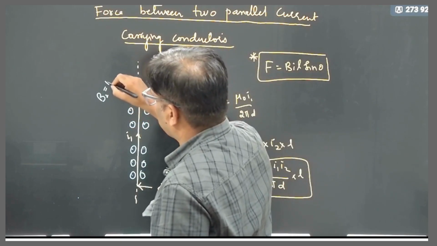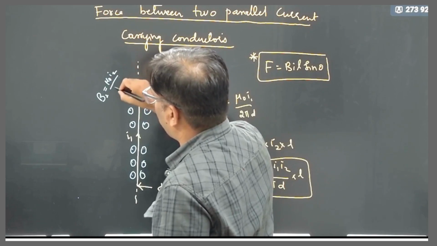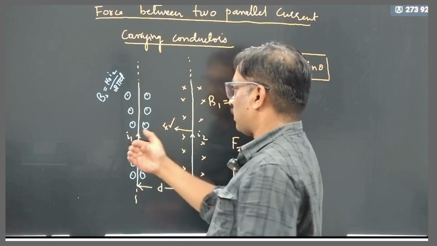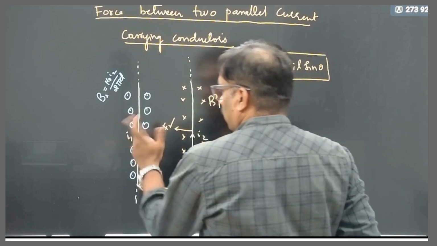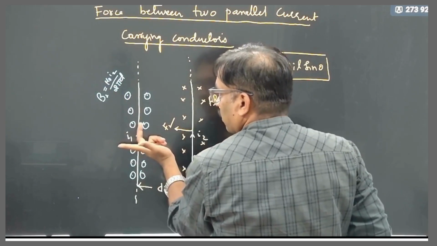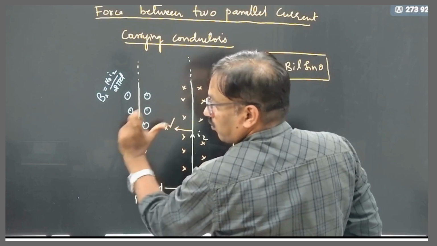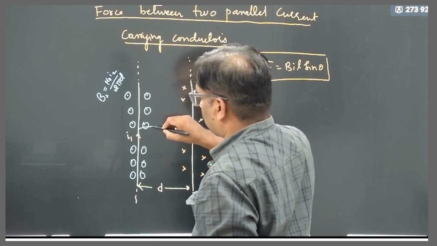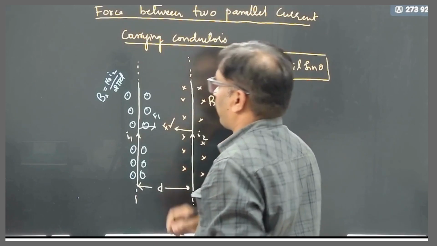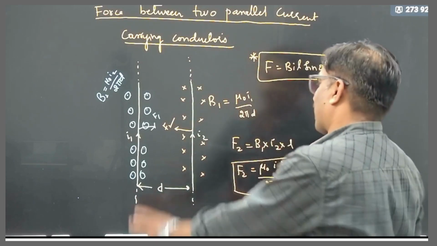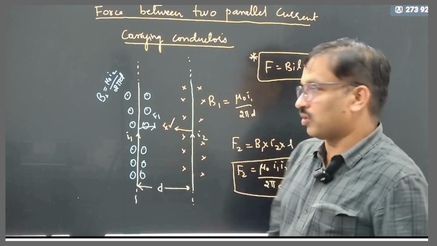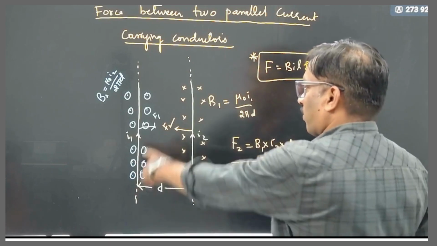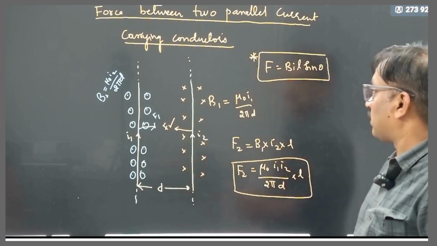So B2 is nothing but mu naught into I2 by 2 pi into D. So this magnetic field is in which direction? Outward. Now Fleming's left hand rule. So this is a current, and this side it will be outward, right? So this is a current outward, and this side it will be a force. Therefore it is going to experience a force toward this side. This is F1, right? So how to calculate? Again you will get the same formula here. So try to substitute it and you can get your answer. Same formula you are going to get.